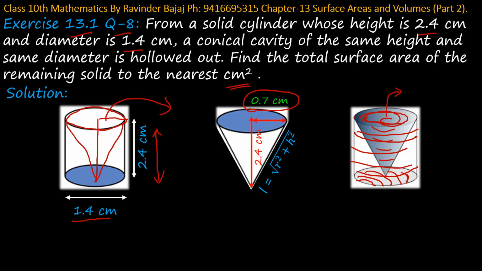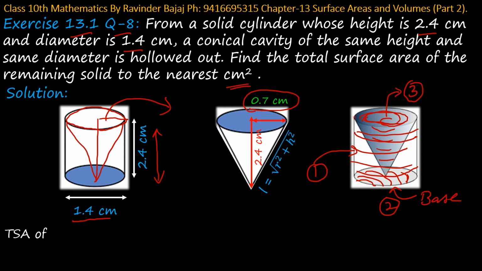So we have to calculate three things. One thing is the curved surface area of the cylinder, second thing is the area of the circle base, so this is number 2, and third one is, from the inner side, the curved surface area of the cone, that is number 3. So if we add these 1, 2 and 3, we will get the required area.